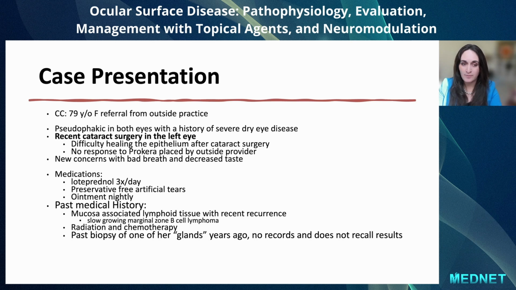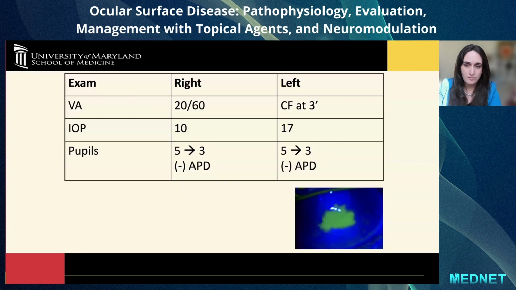Things to note, she had a past medical history of a B-cell lymphoma, a MALT lymphoma, with a recent recurrence. She had undergone radiation and chemotherapy for that. And she had a past biopsy of one of her glands many years ago, but she doesn't remember why, and she doesn't have the records from that. Her vision in the left eye was count fingers at 3 feet. And you can see that there was a central epithelial defect.